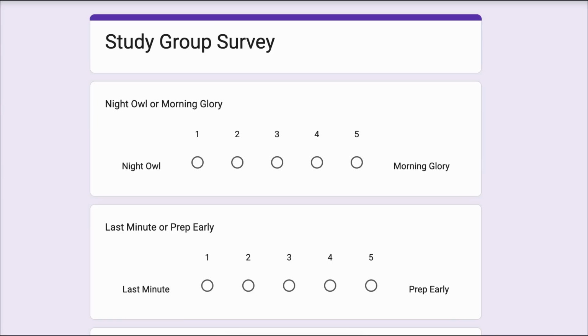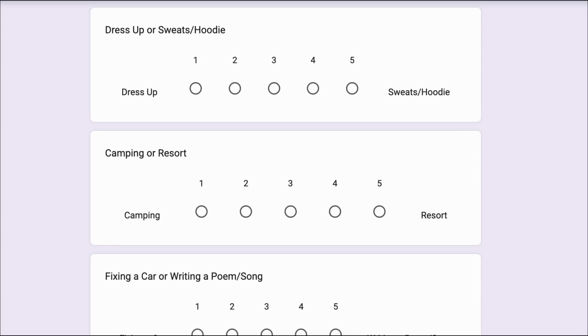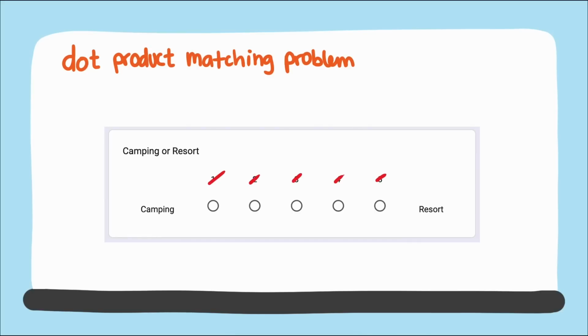For example, are they more of a night owl or a morning glory? Do they prefer camping or a resort? Then I convert the 5-point scale, so a -2 represents strong preference for the first option and 2 represents strong preference for the second, and 0 means equal preference for both.